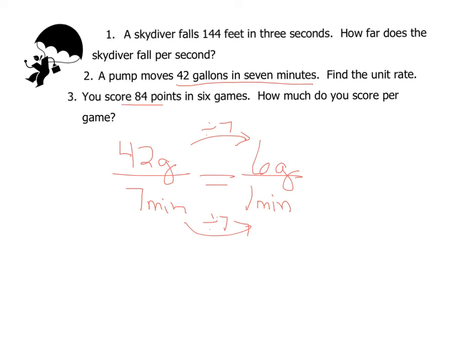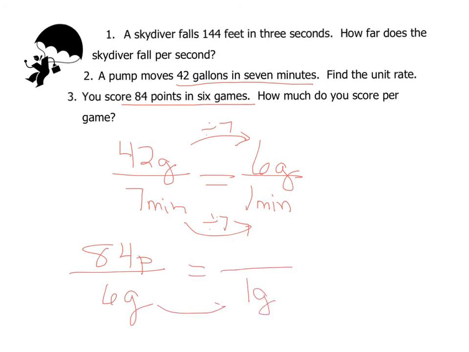You score 84 points in 6 games. How much do you score per game? So your rate would be 84 points, I'll put a P for points, in 6 games. They want to know what you score per game. So we need to go down to 1 game. So we divide by 6, divide by 6.